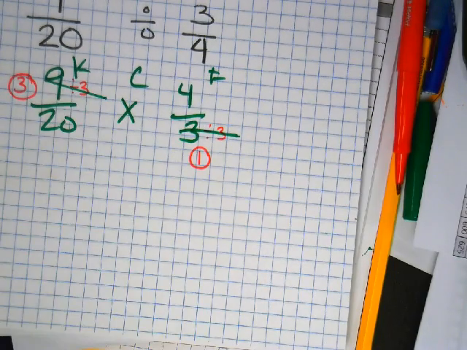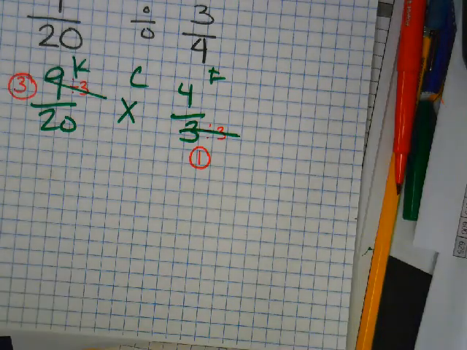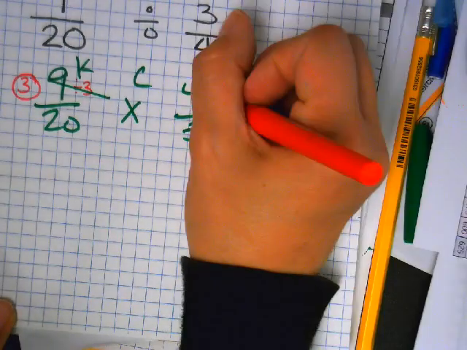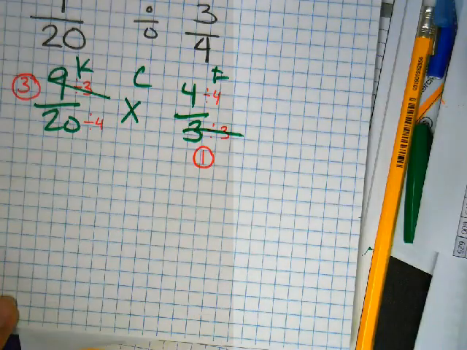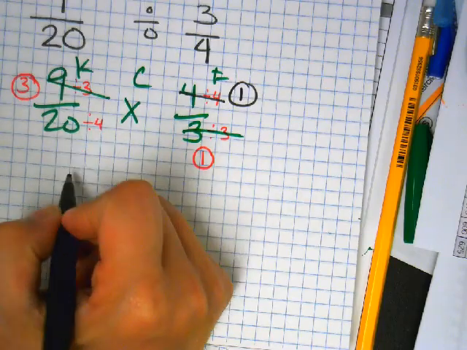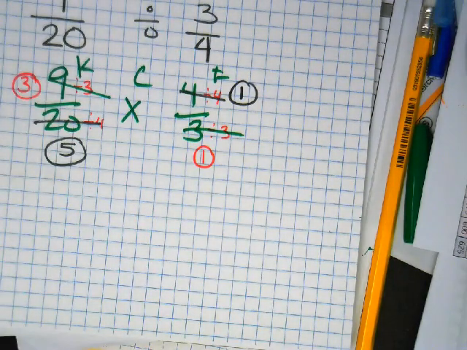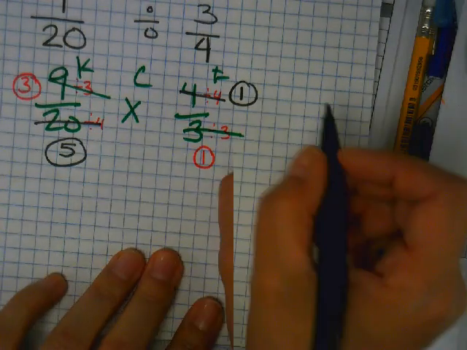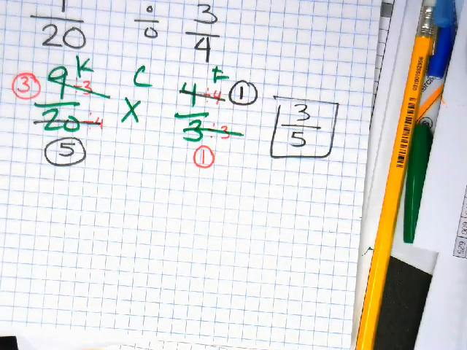That no longer exists. 4 and 20. What can I divide 4 and 20 by? 4. So divide by 4. 4 divided by 4? 1. 20 divided by 4? 5. Now we multiply straight across and we get 3 over 5. Which is a lot easier.